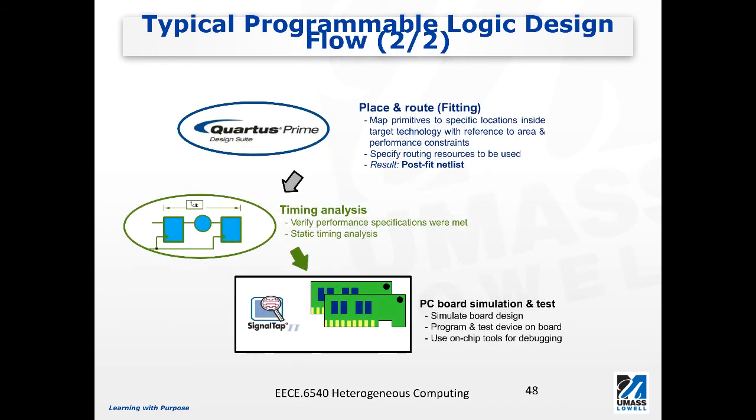Once we have the post-synthesis netlist, we will run place and route tools. This tool essentially tries to map the primitives to a specific location inside the chip, also with respect to the area and performance requirements. It will specify the routing resources to be used, and it will try to lay out the different logic elements so that the design constraint can be met.